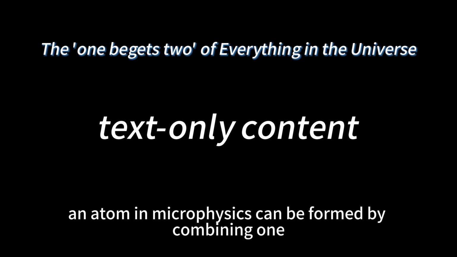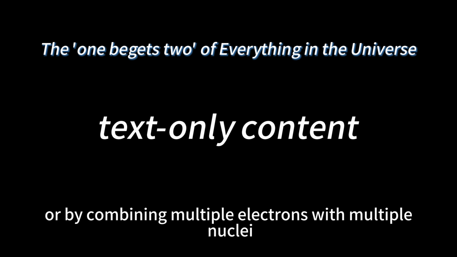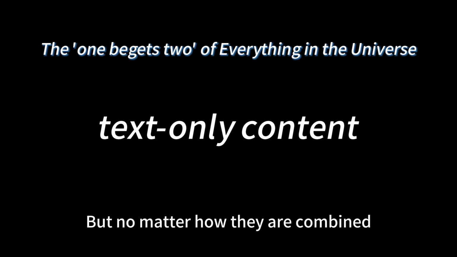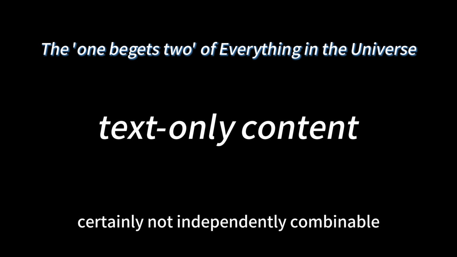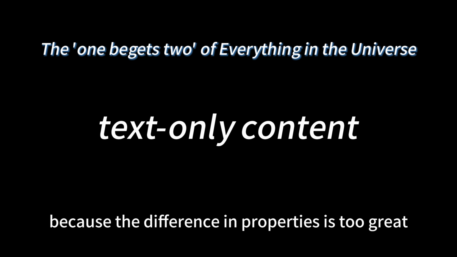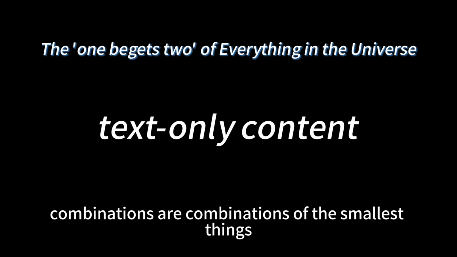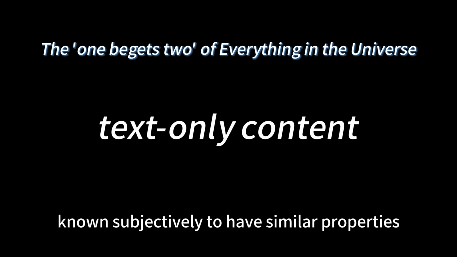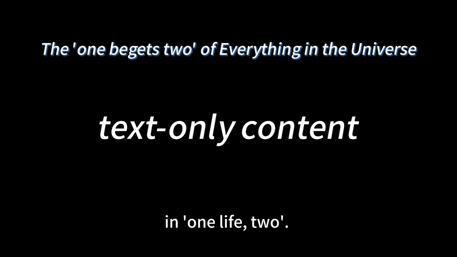Example 3. An atom in microphysics can be formed by combining 1 electron with 1 nucleus, or by combining multiple electrons with 1 nucleus, or by combining multiple electrons with multiple nuclei. But no matter how they are combined, electrons and nuclei have very similar properties to each other, and electrons are certainly not independently combinable with molecules, because the difference in properties is too great for further combinations into new substances. All of the above combinations are combinations of the smallest things, known subjectively to have similar properties. This combination is the 2 in 1 begets 2.